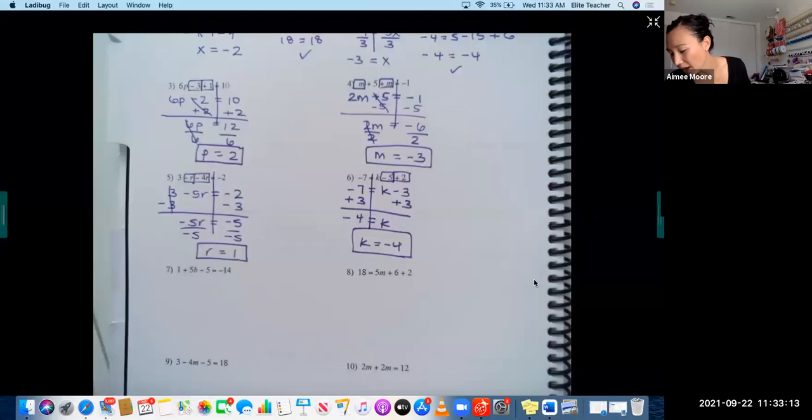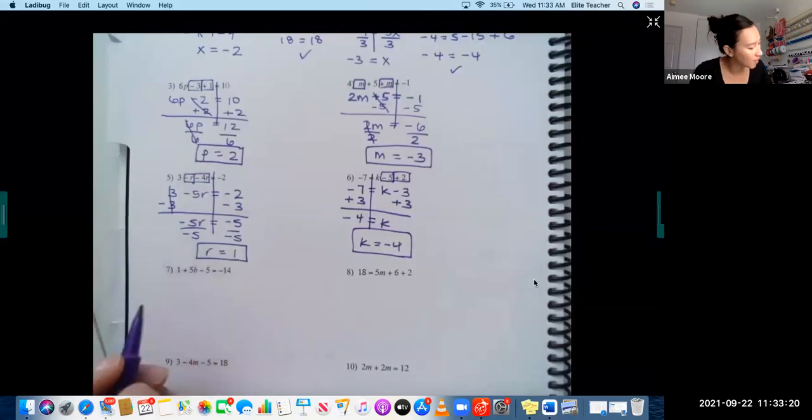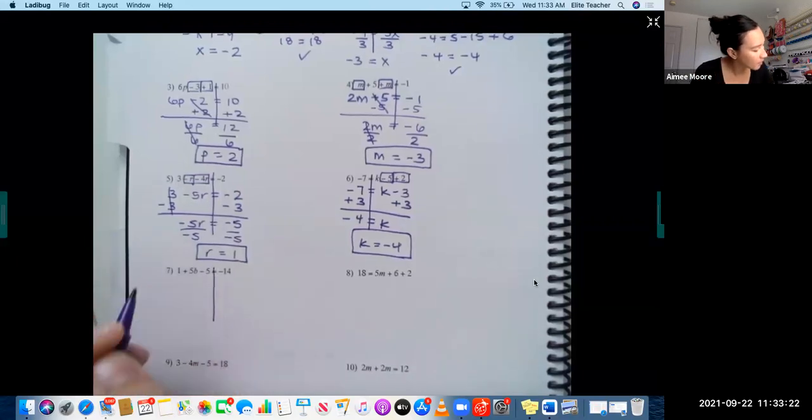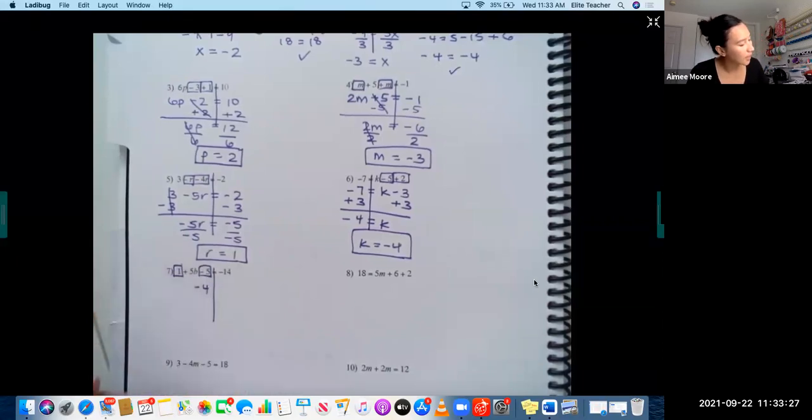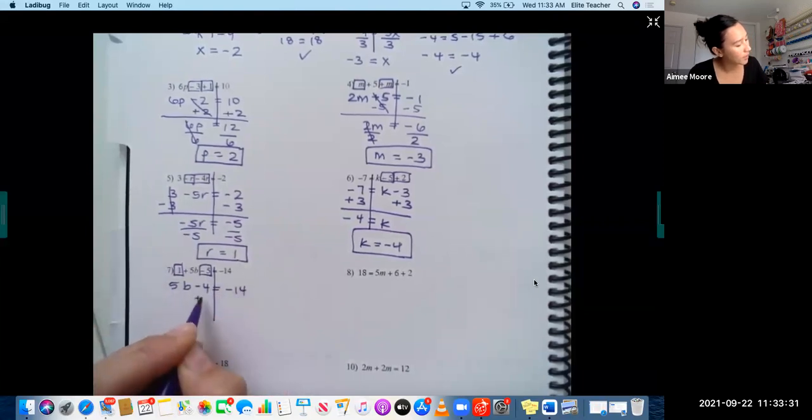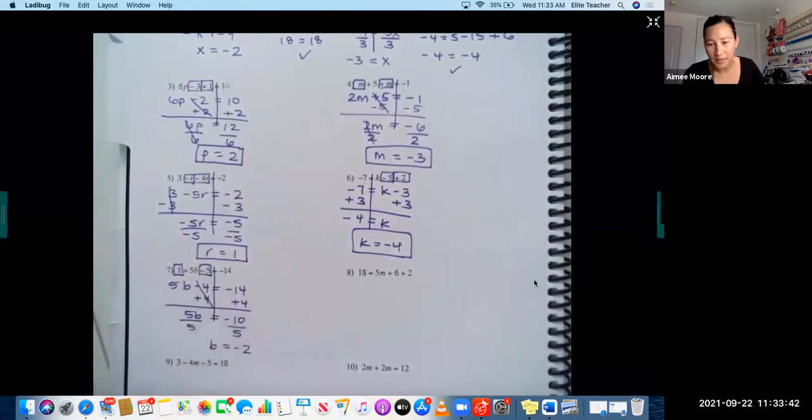Very good. Okay, next, Clifton. He said he got b equals -2. He had to step away. So let's see. We can combine 1 and -5, which combines to -4. 5b minus 4 equals -14. Add 4 to both sides. 5b equals -10. Divide by 5, and b equals -2. You got it right. Very good, Clifton, if you're back.